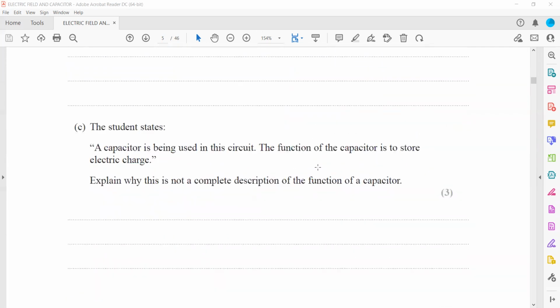The students state that a capacitor is being used in this circuit. The function of a capacitor is to store electric charge. Explain why this is not a complete description of the function of a capacitor. Remember, a capacitor cannot be said to store electrical charge because the overall charge on the capacitor is zero. Capacitors actually separate the charge, but the net charge on the capacitor is zero.